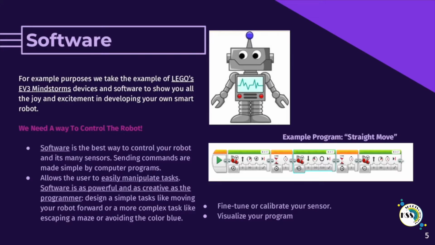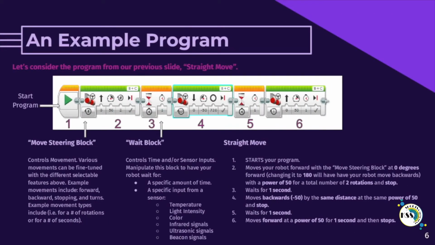You can design simple tasks like moving your robot forward or more complex ones like escaping a maze or avoiding a collision. Now let's go over our example program on how to command a straight move. As you can see on the graphic, we will be using the steering block and the wait block.